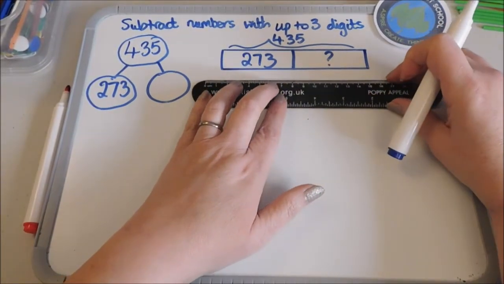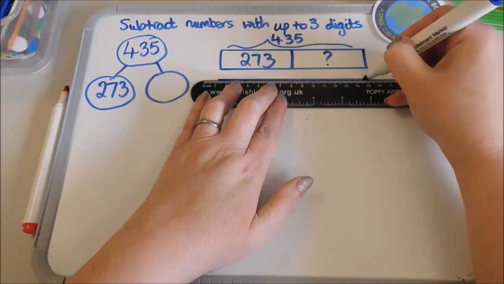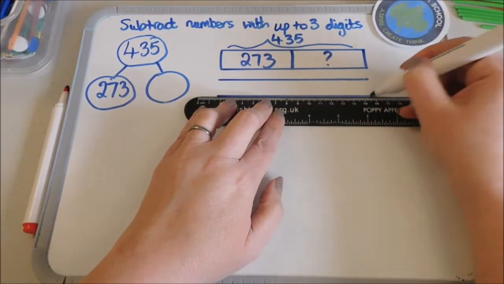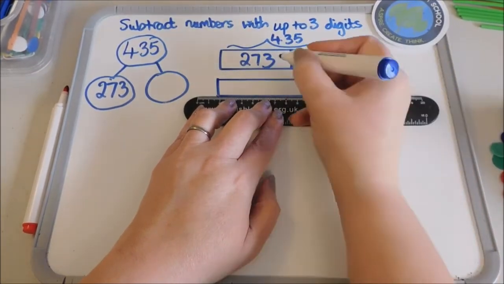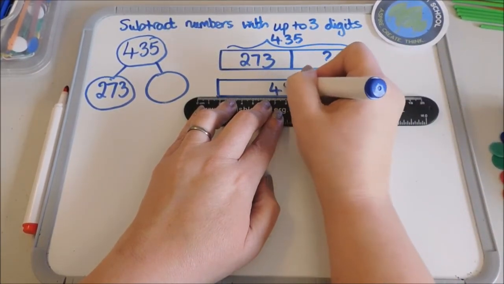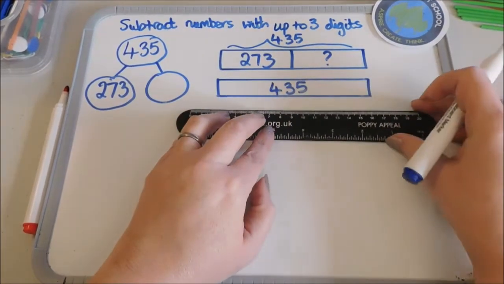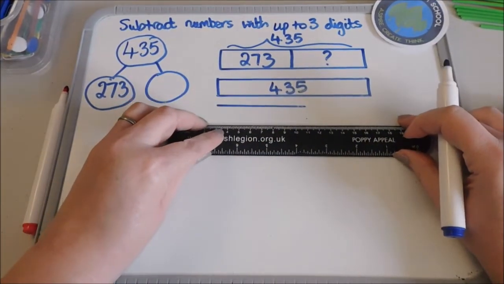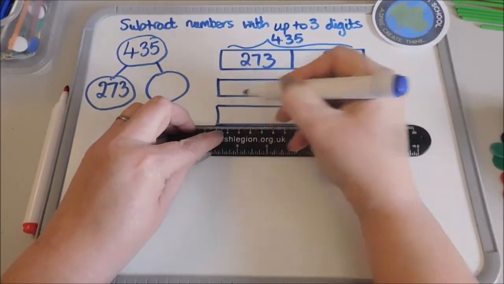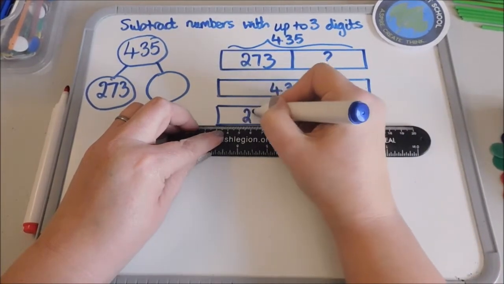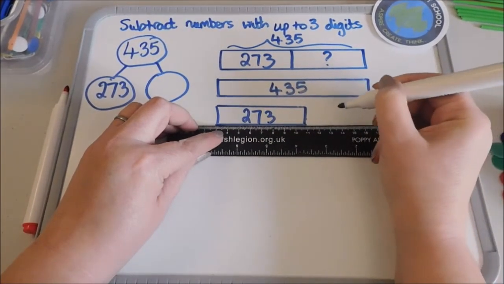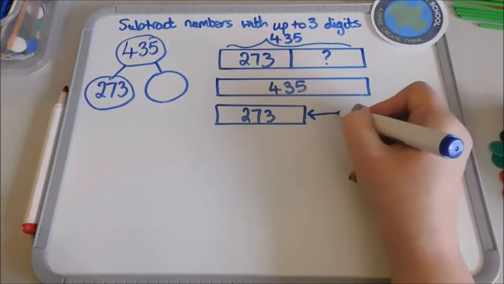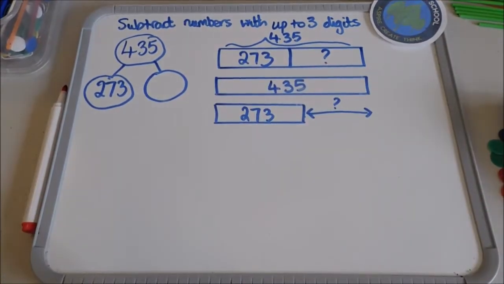Another bar model they might see looks like this. So they will have the whole bar showing 435, and then they will have a second bar underneath showing the number 273. This section here is unknown. That is my missing number.